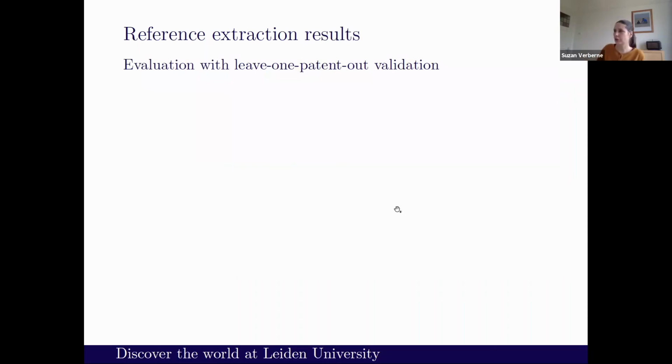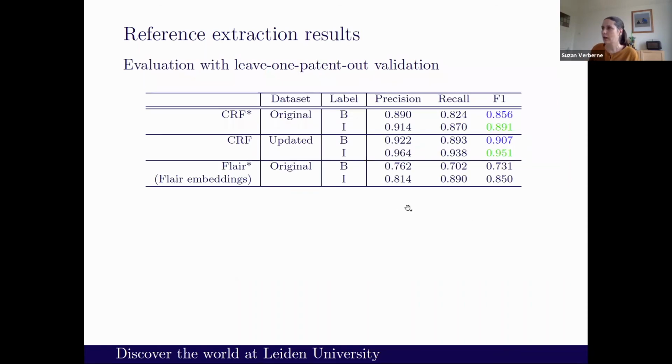So here are the results for the extraction. We did it with a leave-one-patent-out validation. So 21 patents to train on, one to evaluate on, and then we could cover all. First I show the effect of improving the data quality, and this is strong, really. There's a 5% point increase.